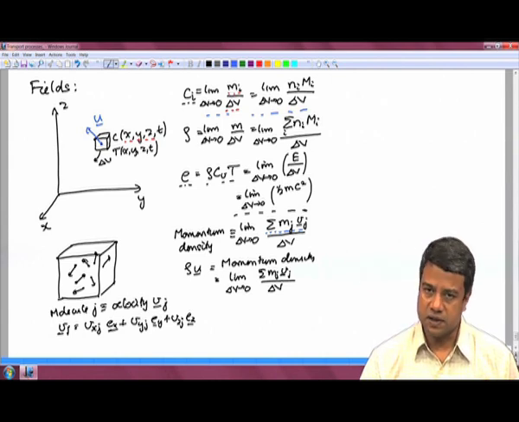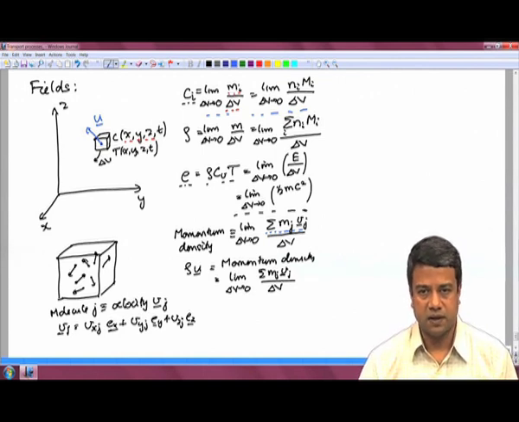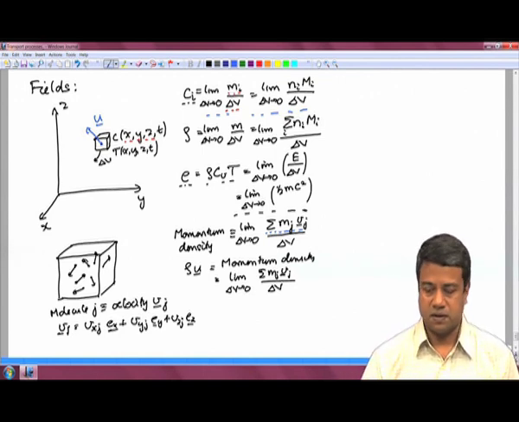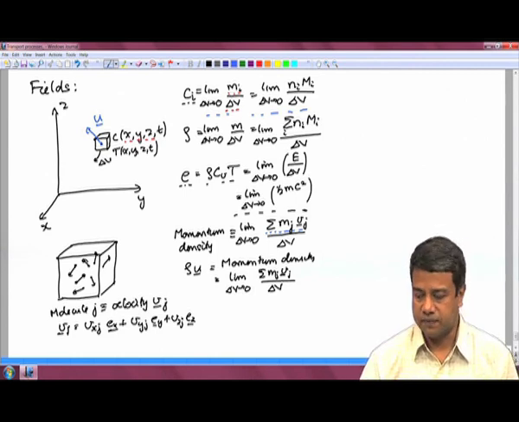The molecular velocity is a vector. So, therefore, you have to add the vector. In any particular direction it could be either positive or negative. So, you have to add up all of those, and get the total momentum within the differential volume divided by the volume itself to get what is the momentum density.